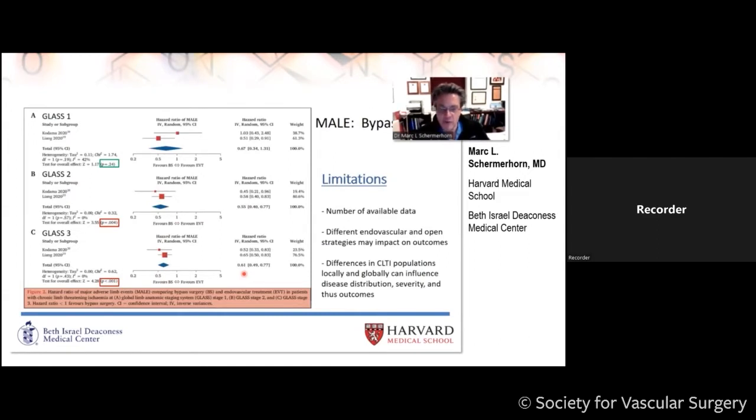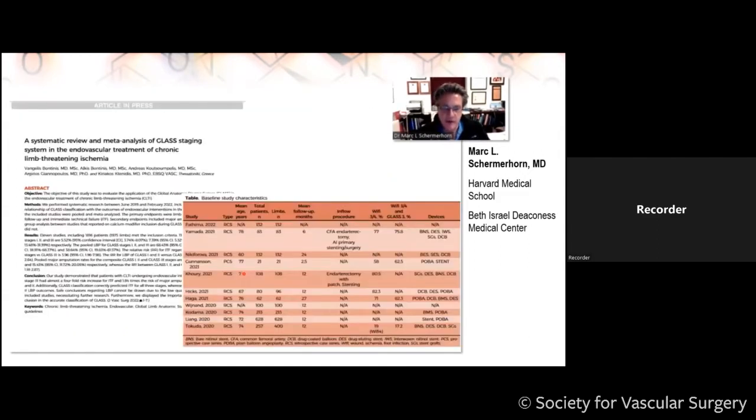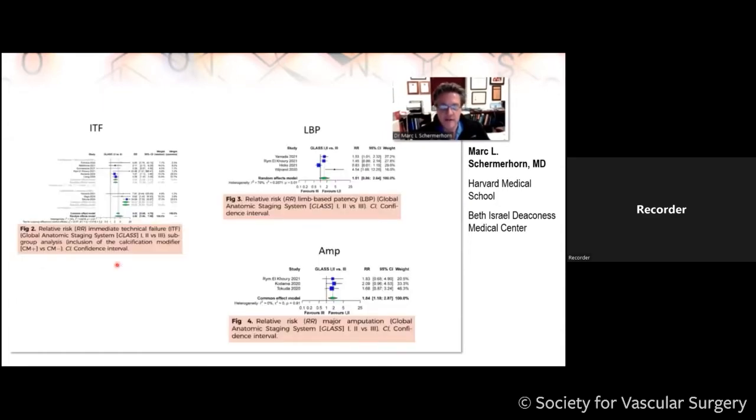And obviously more data are needed. There are some more data that are already coming out. This is a second meta-analysis now available online. Some more recent studies. This one's focused on endovascular only with 1,800 patients, almost 2,000 limbs. And very similar findings. Immediate technical failure was associated with class 3, either with or without calcification.